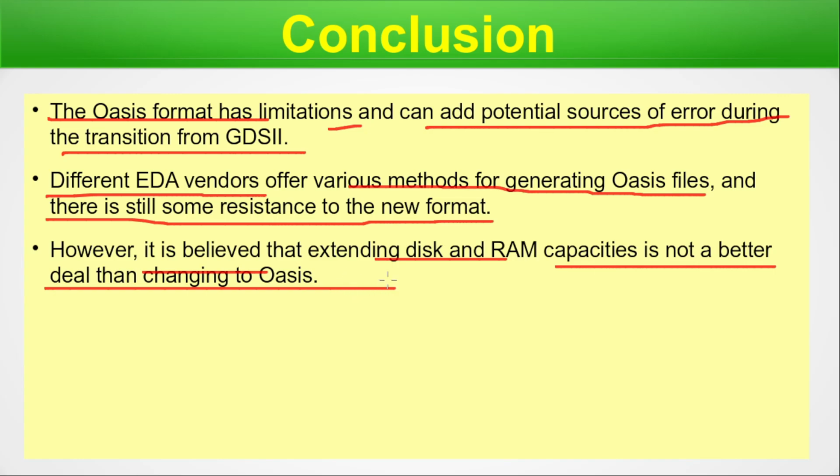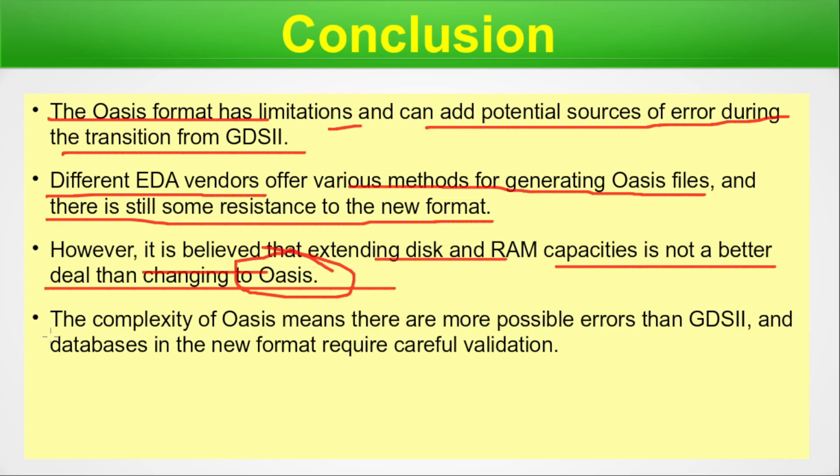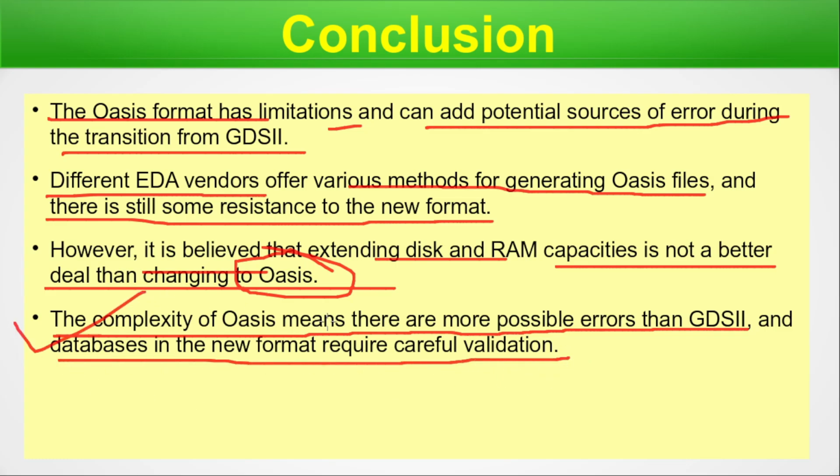When you are changing a machine in your LSF, it costs a lot of dollars. So rather than that, if you are having a smarter format, OASIS, I think that is better. The complexity of OASIS means that there are more possible errors than GDS2, and a database in the new format requires careful validation. This validation, that is the QC/QA, quality check and quality analysis of the layout, should be done properly when you are making a transition from GDS2 to the OASIS.